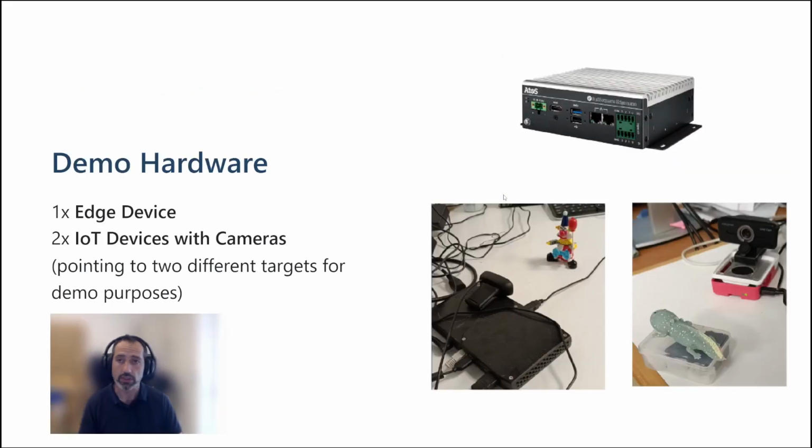The hardware for this demo will be an edge device that will host the object detection component, plus two IoT devices, each one equipped with a camera, and the two cameras are pointing to different targets, just to see during the demo when the components are deployed in one node and when in the other.